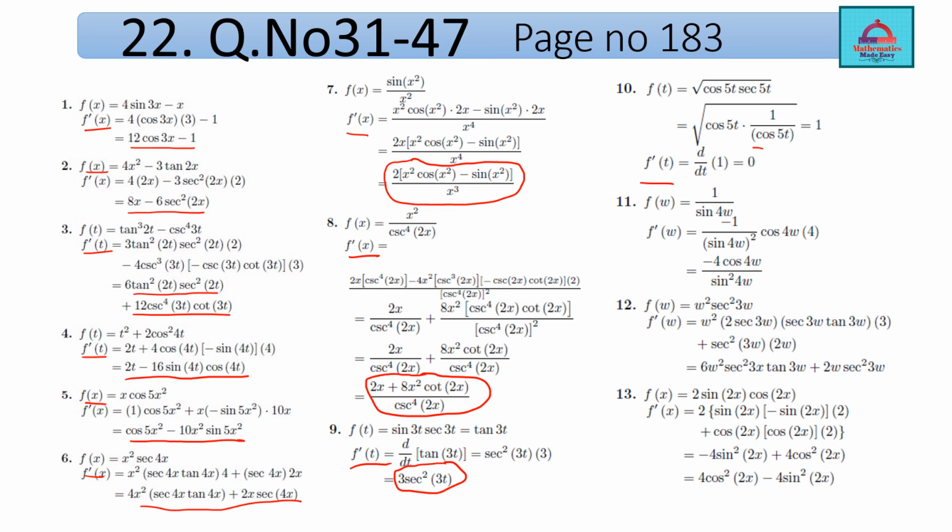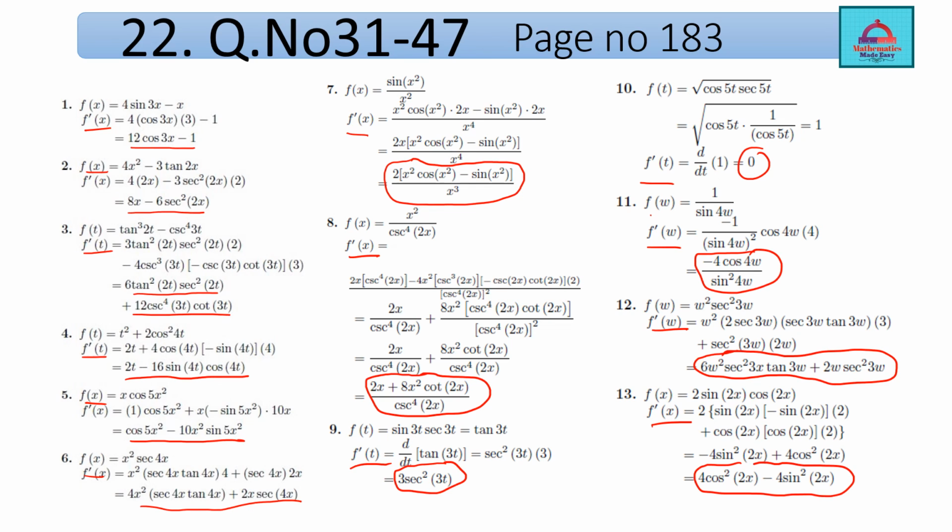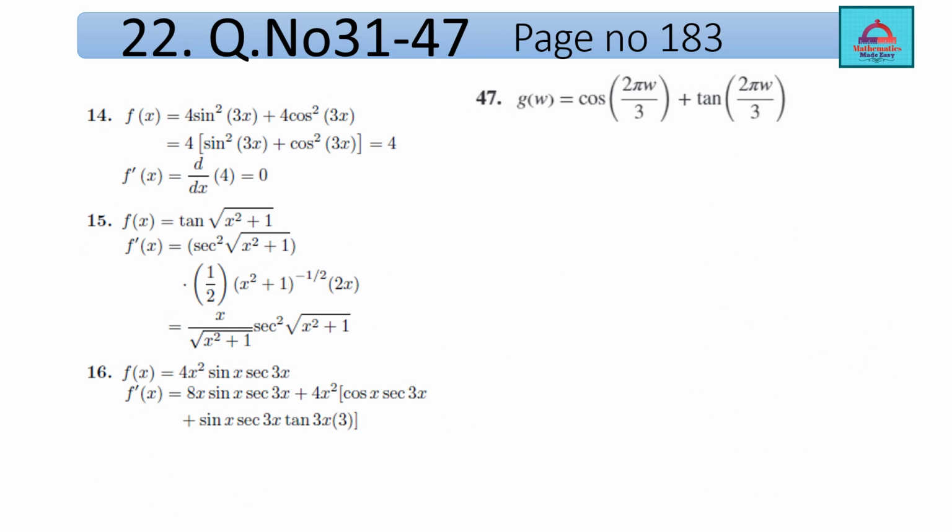So the final answer here is 0, the final answer here is this value, the final answer here is this, and the final answer here is this value. So this covers questions on page 183, number 1 to 13. Let's see more questions. Now I'm giving you the answer key for question 14, question 15, question 16, and question 47.